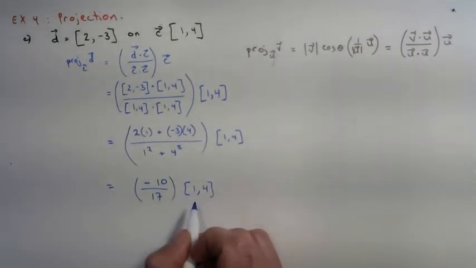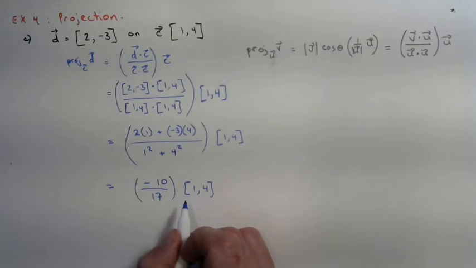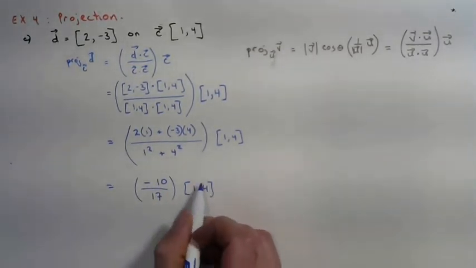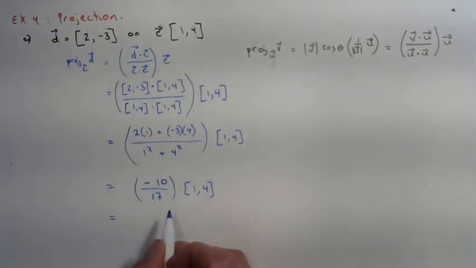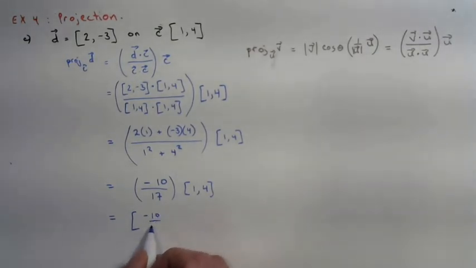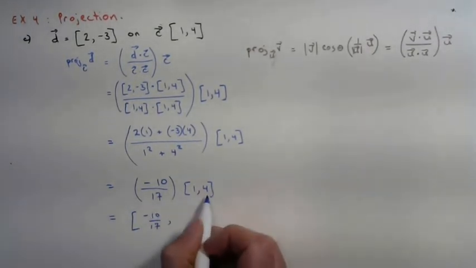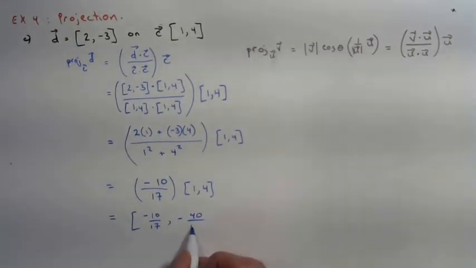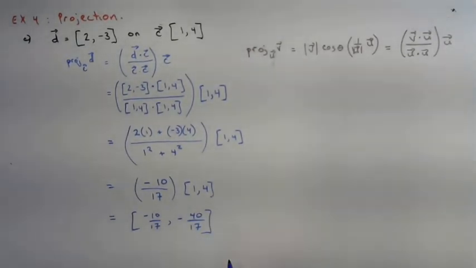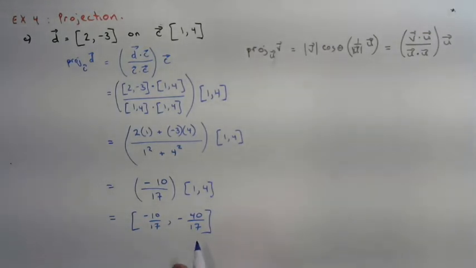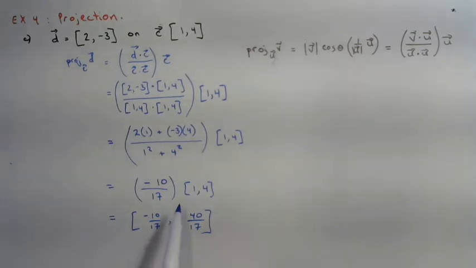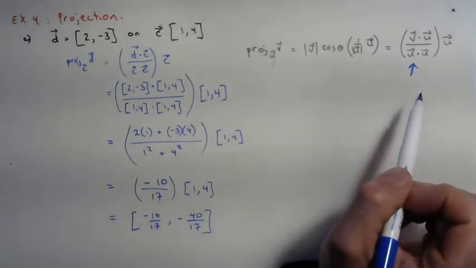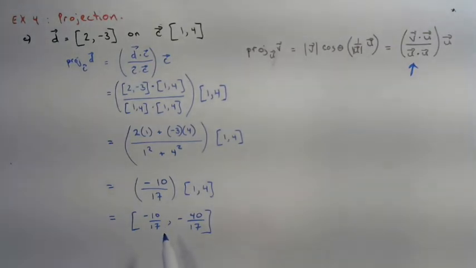Times 1, 4 on the outside yet. And so now I just have a scalar times this vector, which is just going to give me -10/17 times 1, which is -10/17, and -10/17 times 4, which is -40/17. Okay, so this is the vector that is the projection of D onto C. We used a different formula here, an equivalent formula. Worked it out.